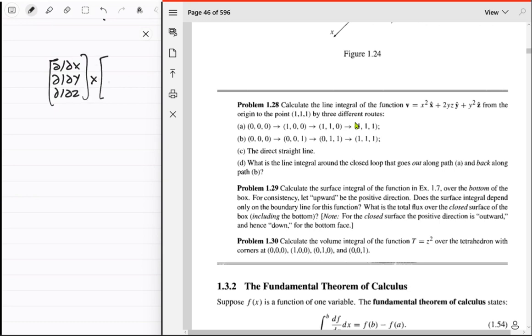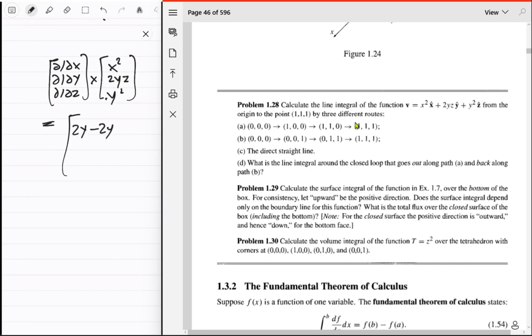What do you have? Just got x squared, then 2x. Wait, what? 2yz? Oh, it doesn't look like it's going to be zero. Whatever, let's figure it out. What's the x component going to be though? It's just 2y minus 2y.